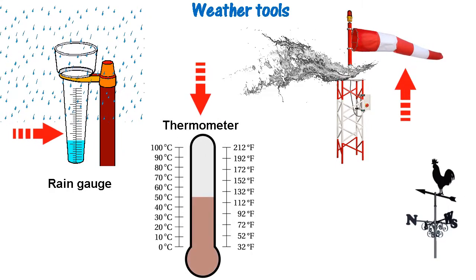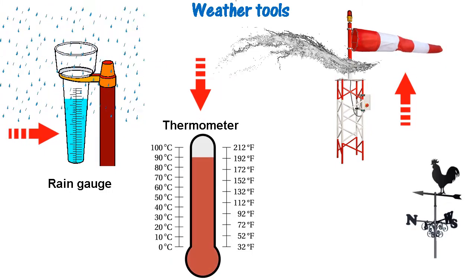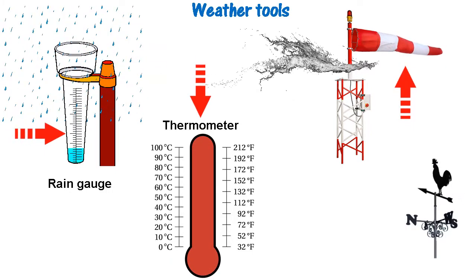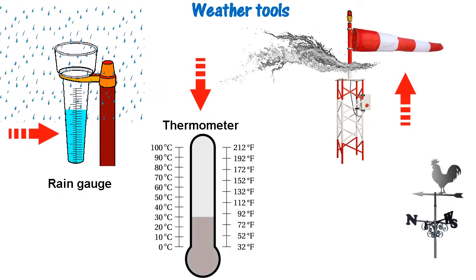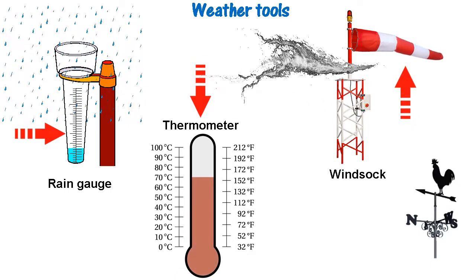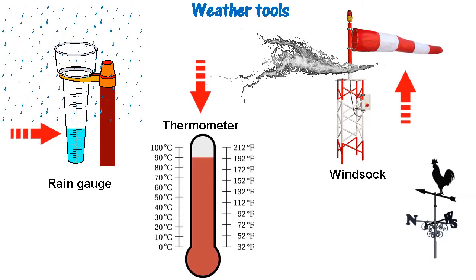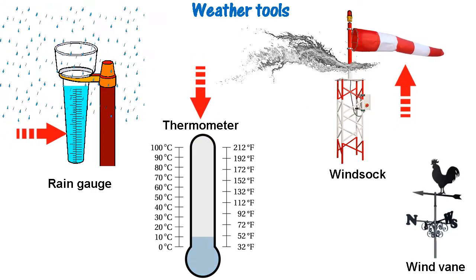Let's move to the third weather tool, which is called a windsock. A windsock measures how hard the wind is blowing. And finally, we have the wind vane, which shows where the wind is blowing from.